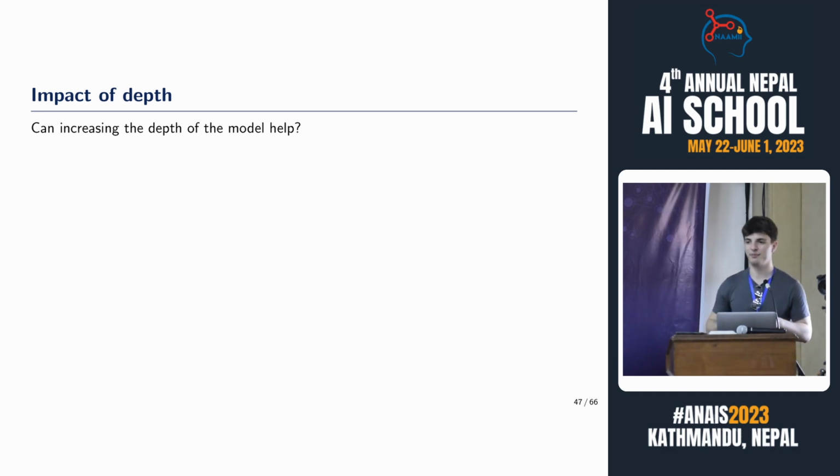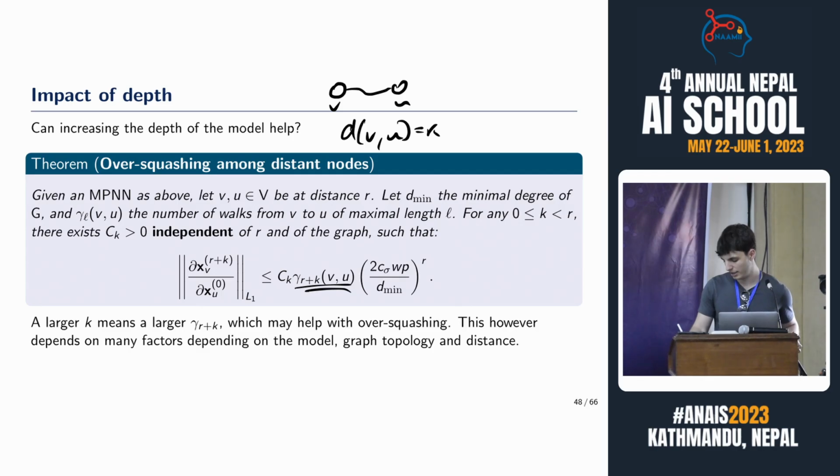Now let's see what happens if we go deeper in a model. Again, take nodes exactly at distance k, and now you take a number of layers that's greater than k. Now the number of paths between v and u grows. In some sense, taking the model depth exactly at k is the worst case scenario for this transportation of information, because you have very few paths between v and u. So this term here is like the number of paths.